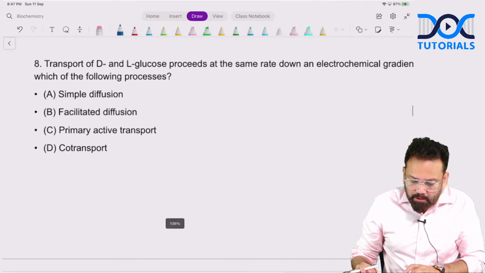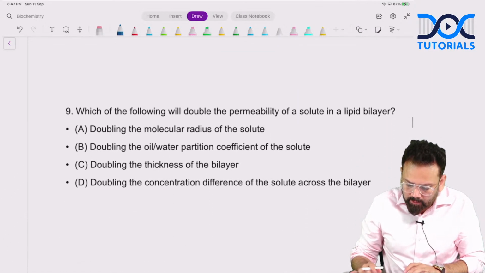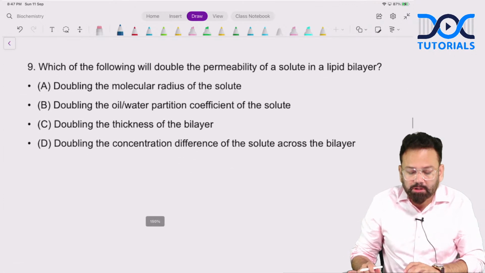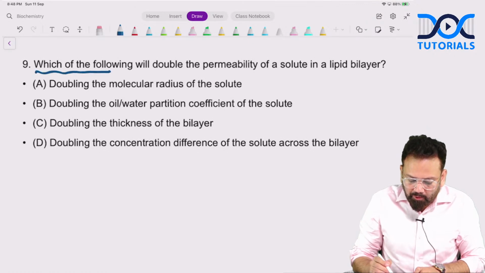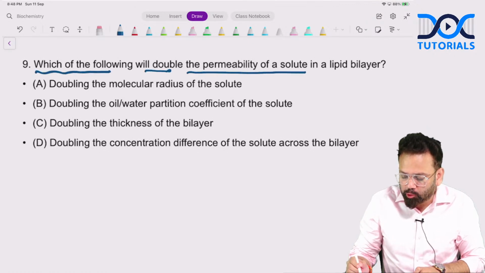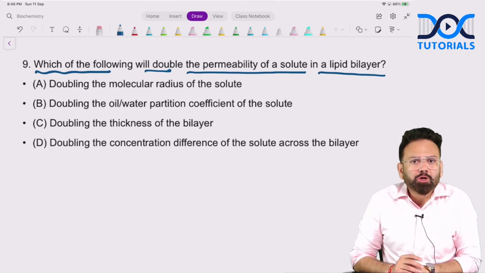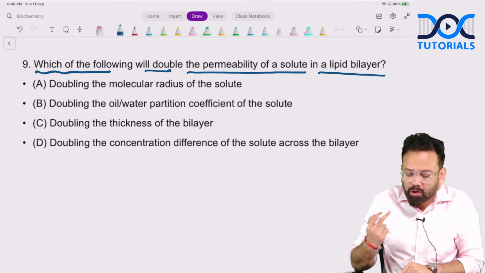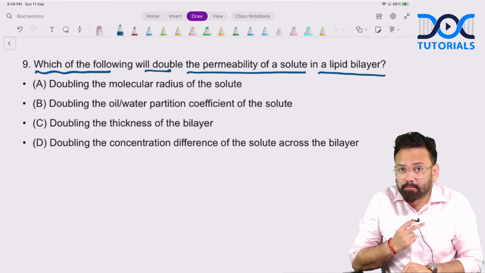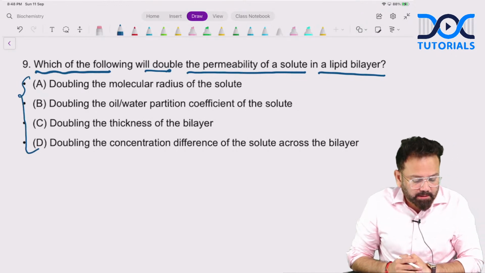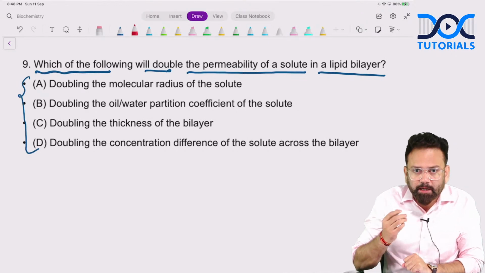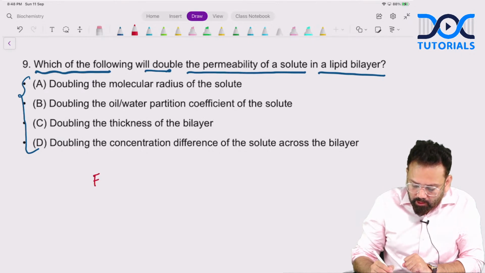Now, next question. This is really a beautiful question because it is telling about Fick's law of diffusion. Which of the following will double the permeability of a solute in a lipid bilayer? Let me wait for 1 minute for your answer, then I will explain this. I will tell you the hint. It depends on Fick's law of diffusion.